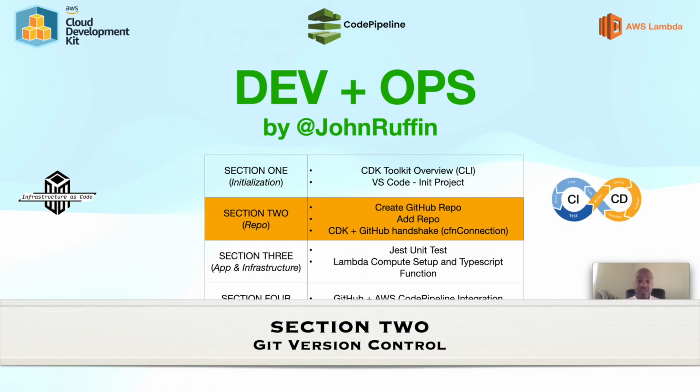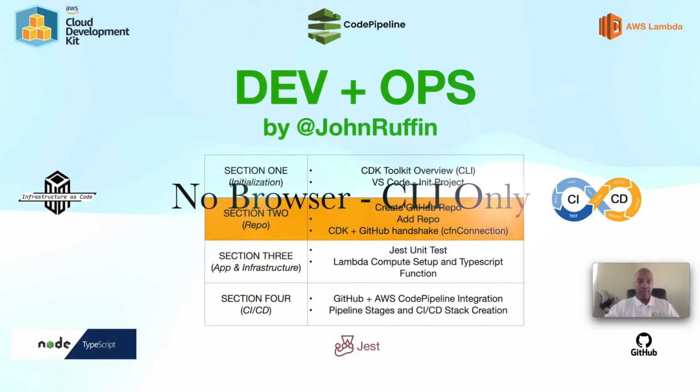Welcome everyone to section 2 of Dev plus Ops, where we're putting heavy emphasis on the Amazon Web Services Cloud Development Kit. Now, section 2 is all about Git and version control. If you know anything about 12-factor apps, this is an important component of a 12-factor app. What we're going to do, we're going to create a GitHub repo, and then we're going to add that repo as a remote for our local.